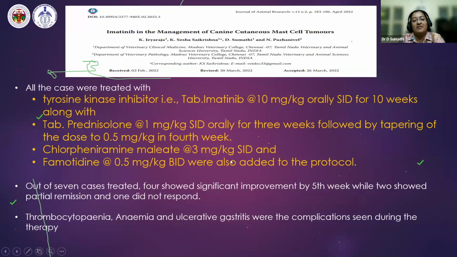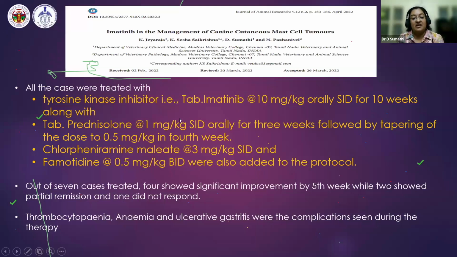Chlorpheniramine maleate at 3 milligram per kg once a day, and famotidine at 0.5 milligram per kg BID were also added. In case the dog is going to vomit, then this is very difficult to give.